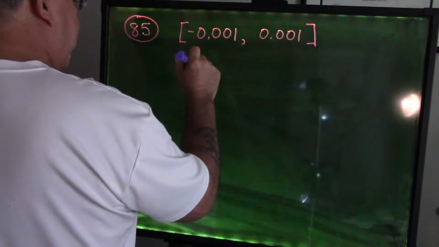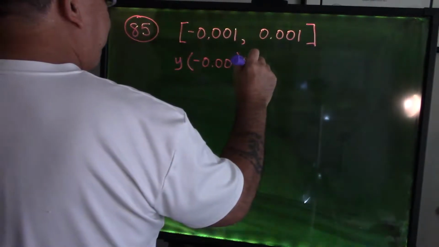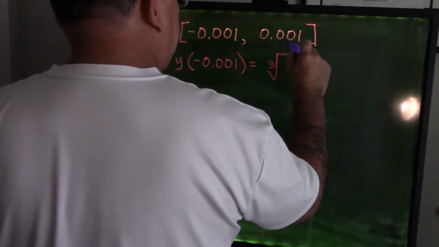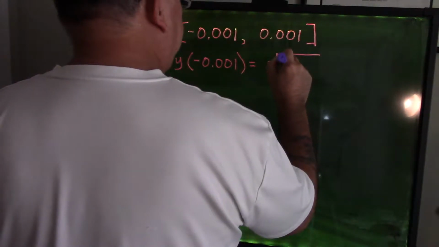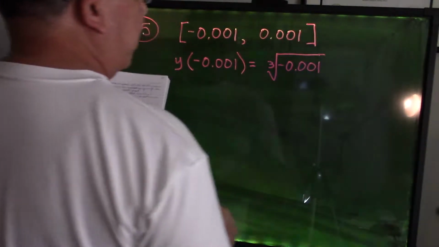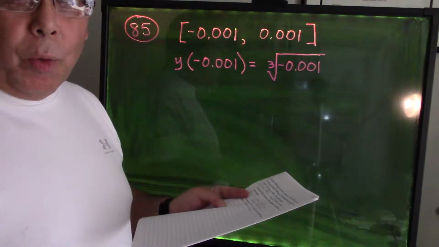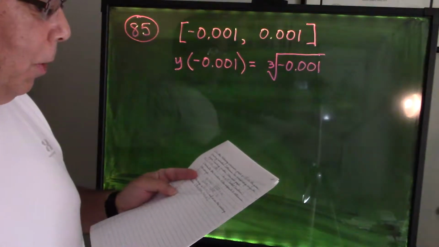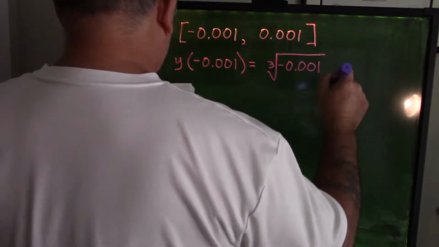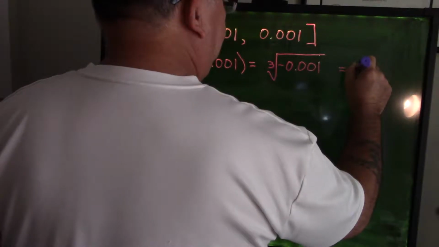Y of negative 0.001 equals the cube root of negative 0.001. To get the cube root on your calculator, use the fractional exponent. Cube root would be the same as 1/3 power. So you can use 1/3 power on your calculator, and that's going to be negative 0.1.